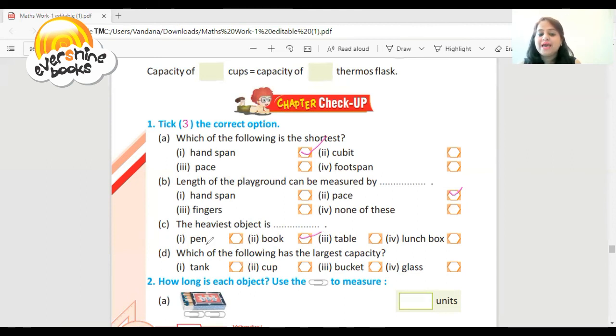Now, which of the following has the largest capacity, which can hold more water? Okay, so tank, cup, bucket, glass. It means the tank can hold more water than all of these other three objects. Okay, students, got it? Very good.